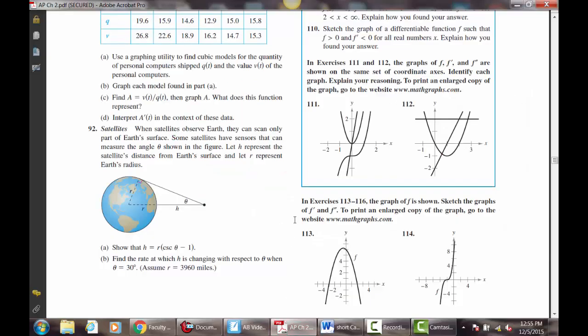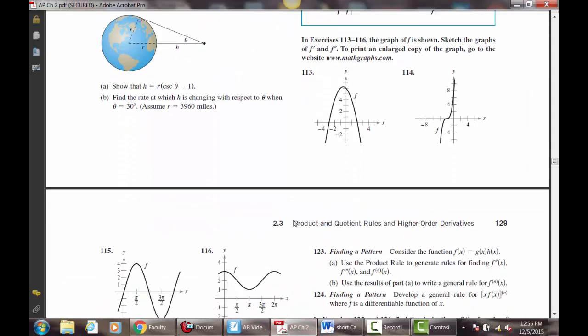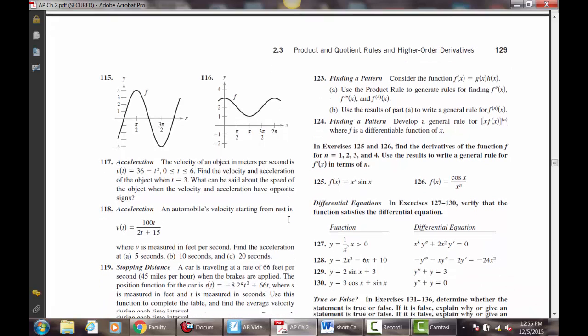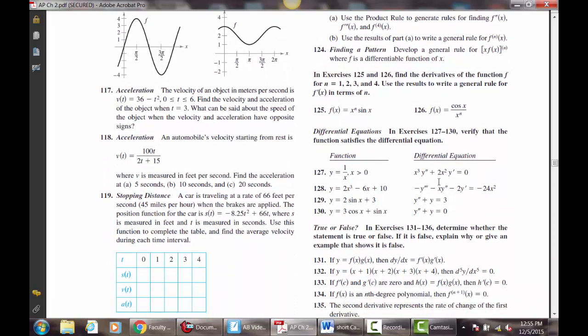127 to 130, it looks very intimidating. It is not, okay? They're introducing the concept here all of a sudden of a differential equation. Now, all that a differential equation is, is an equation that involves derivatives, first and/or second and/or third derivatives.